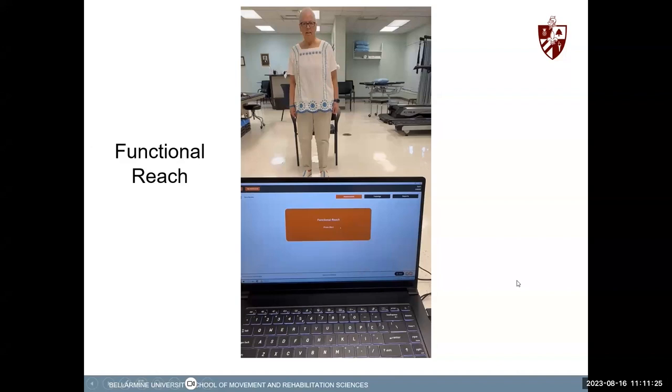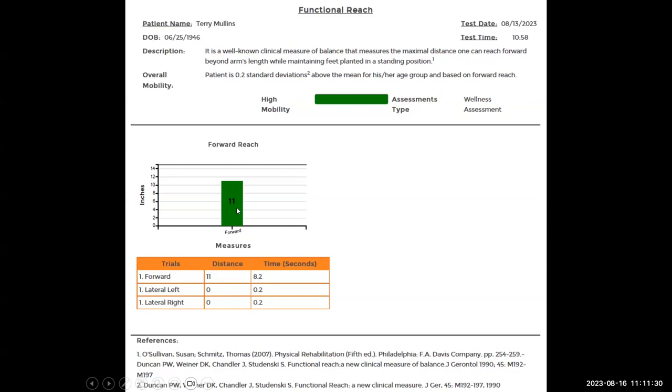So here is the measurement on the functional reach. It is measured in inches, and the cutoff is usually 9 or 10 inches, depending on which reference you're using. She actually scored in the green here, high mobility, which I was very proud of her for.